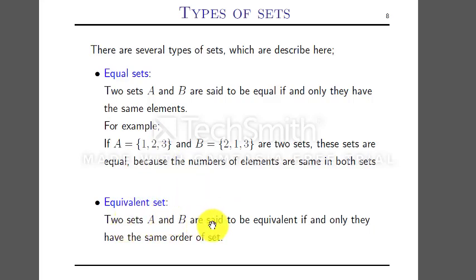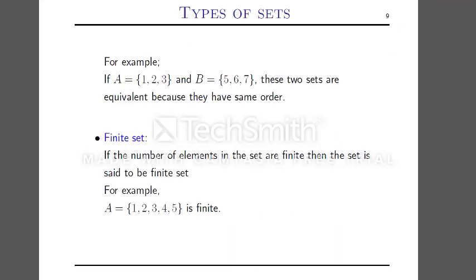Equivalent sets. Two sets A and B are said to be equivalent if and only if they have the same order of a set. Having the same order means both sets have the same number of elements. For example, if A is 1, 2, 3 and B is 5, 6, 7, these two are equivalent because they have the same order. The number of elements in A is 3, and the number of elements in B is 3. So these two sets are equivalent sets.